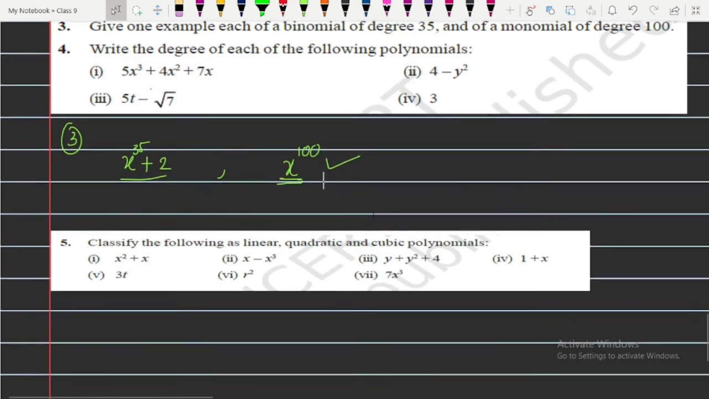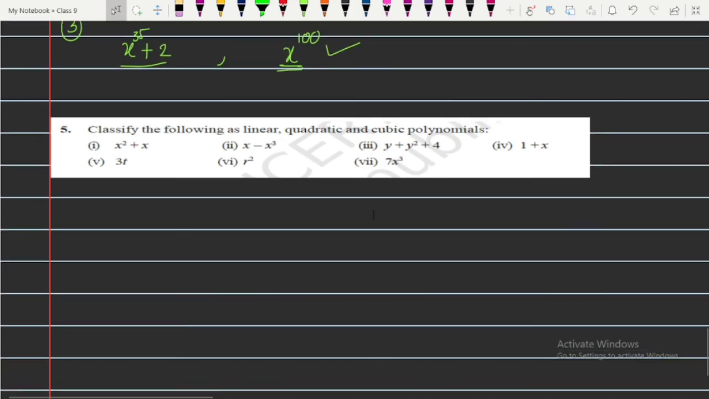Okay. Next one. Here we are going to classify the following as linear, quadratic, or cubic. You already know linear means whose degree is 1, quadratic means whose degree is 2, and cubic means whose degree is 3. So linear, quadratic, cubic. You can see it is a very simple question.